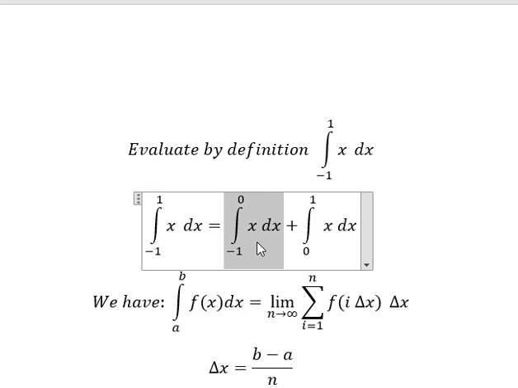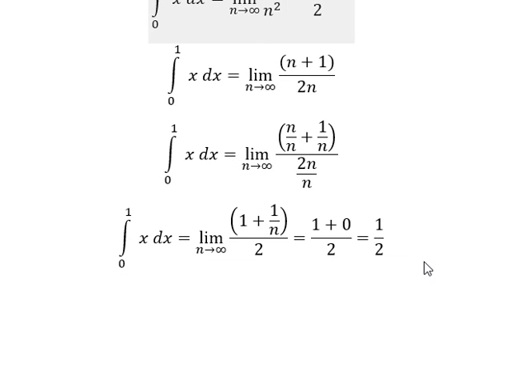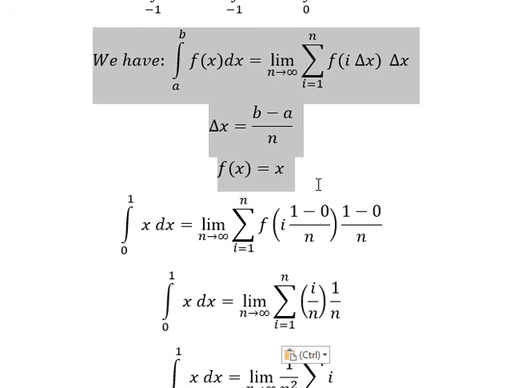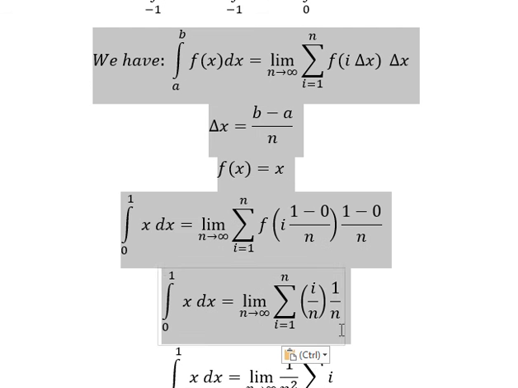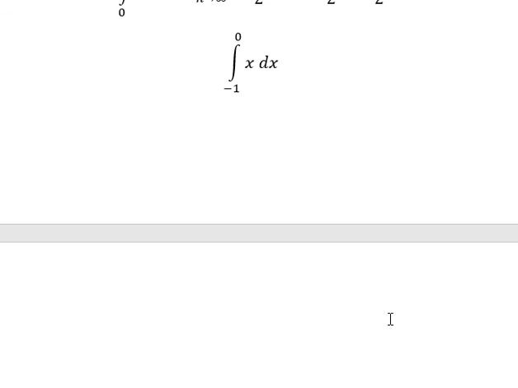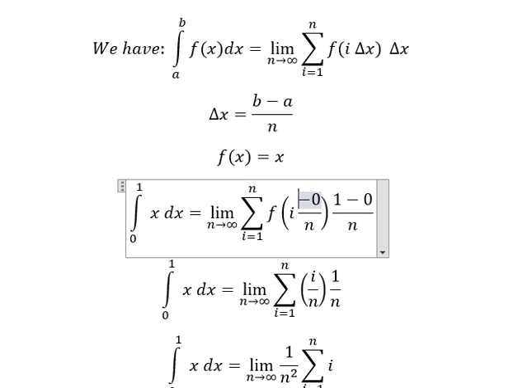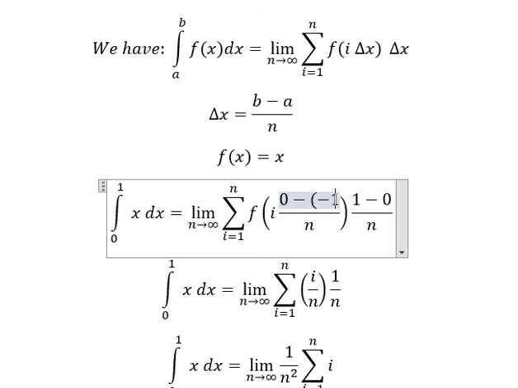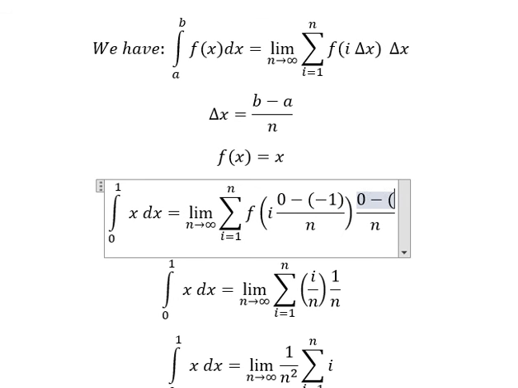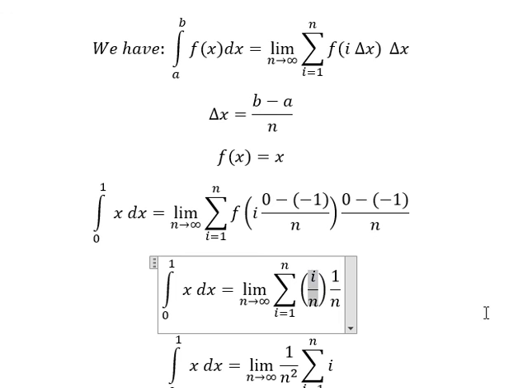Now let's go to the second one. This one we do the same. However, we need to change a little bit in here. So this one we have 0 minus negative 1. Similar for this one. And we have it like this.